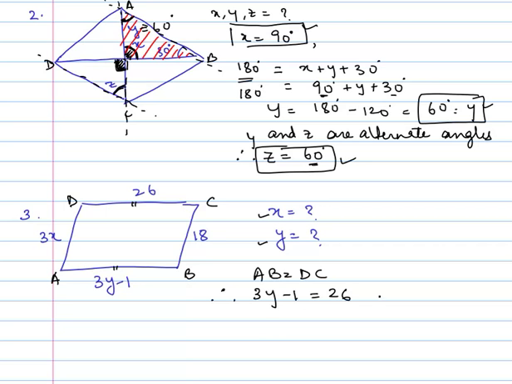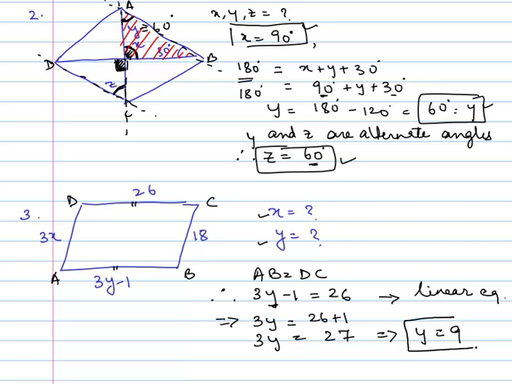Now this is a linear equation. We have already studied linear equations with one variable. y is the only variable, so we can solve for y. Now this says 3y is equal to 26 plus 1. We have taken 1 to the other side. 3y is equal to 27. This implies y is equal to 27 by 3. It says 9. So whatever the unit, y is 9 units. The value of y is 9.